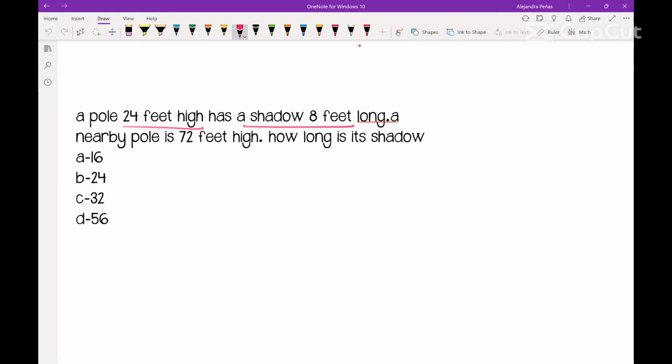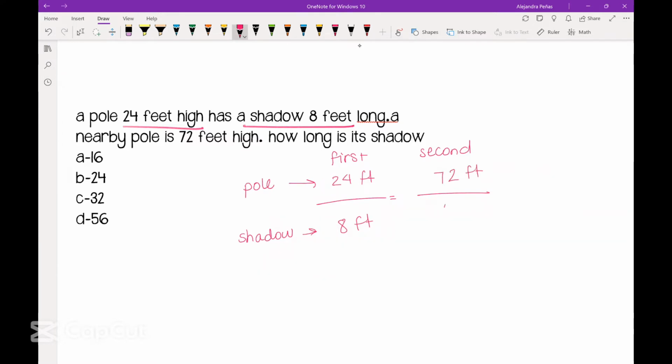So when you're working with proportions, and some of you were here last class, remember the strategy is with the categories. So here I'm gonna have two categories. I have the height of the pole, I have the length of the shadow, and I have the first pole, and I have the second pole. So the height of the first pole is 24 feet. And the length of the first shadow is 8 feet. The height of the second pole is 72 feet. And the question is, what will be the length of that shadow? Okay.